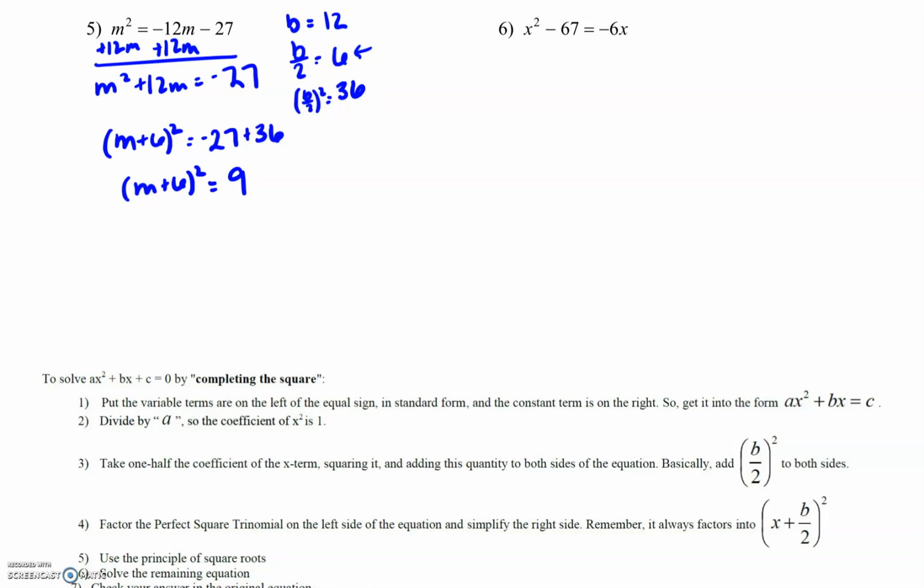All right, now that I have my squared term by itself on the left, I'm going to take the square root of both sides, leaving me with m plus 6 equals plus or minus, and if you know anything about 9, 9's a perfect square, 3. Don't you just love it when it comes out nice and pretty? We don't have all those crazy radicals in our answer. I do too.